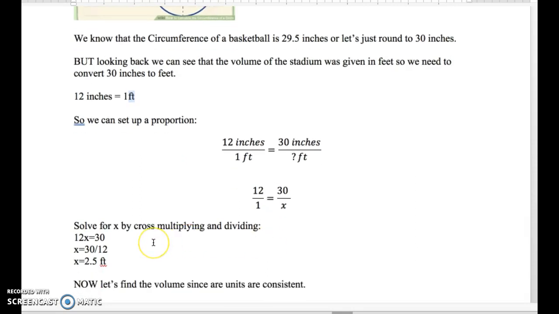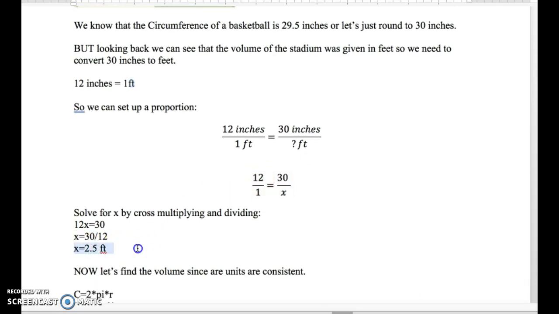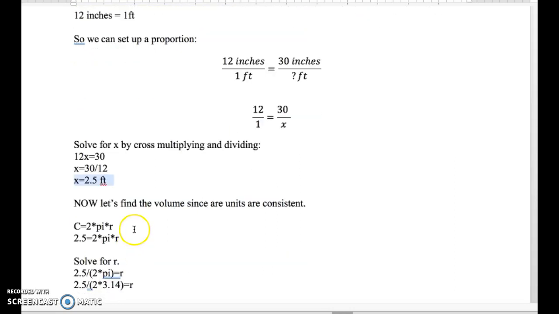If I solve for x by cross multiplying and dividing, you do 12 times x equals 30 times 1, divided by 12. And then I'll end up with x equals 2.5 feet. Before moving on, please pause this video and make sure that you know how to cross multiply and divide. You will get 2.5 feet.